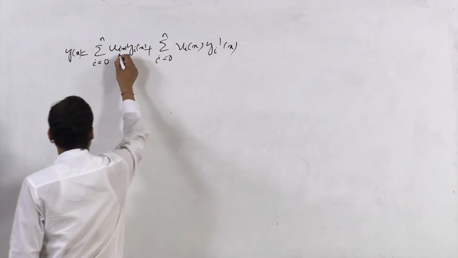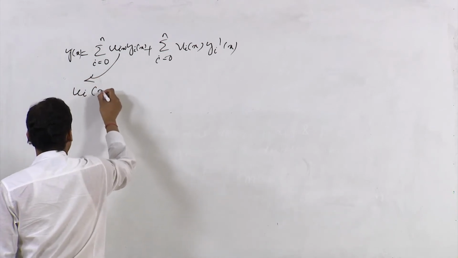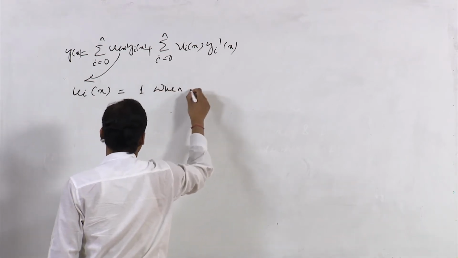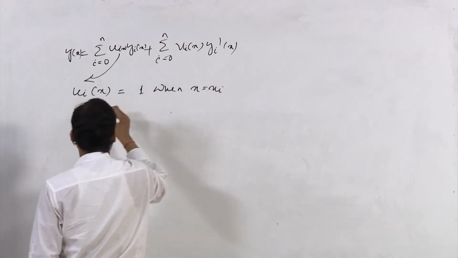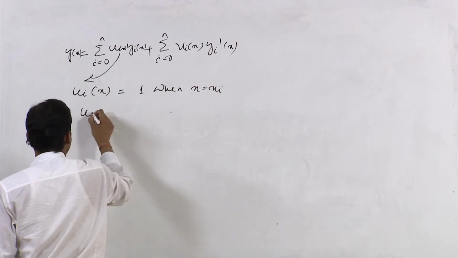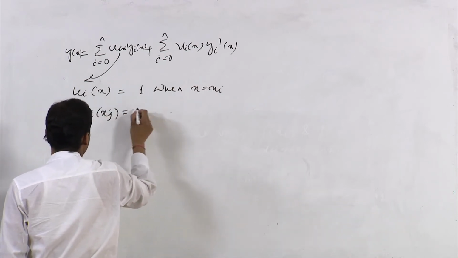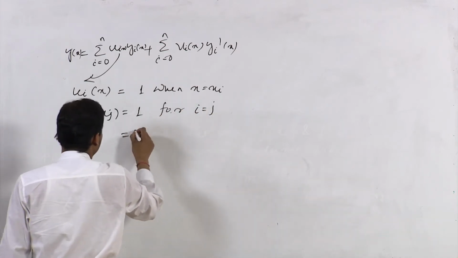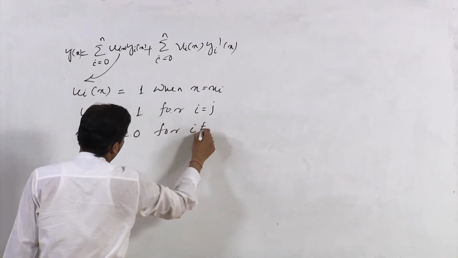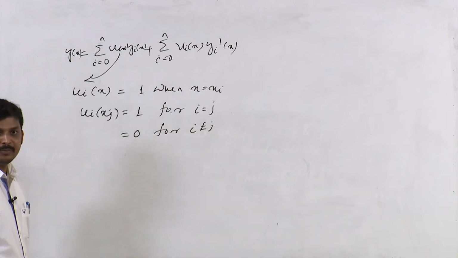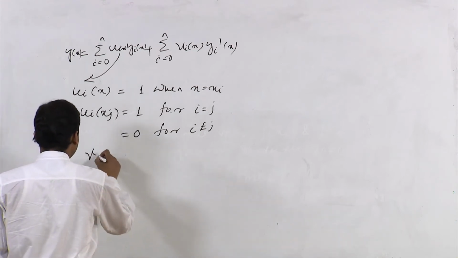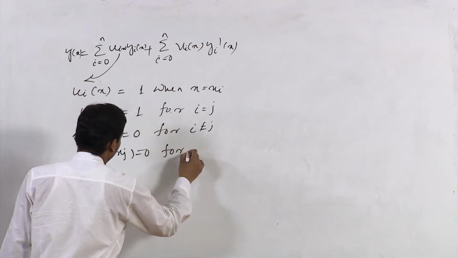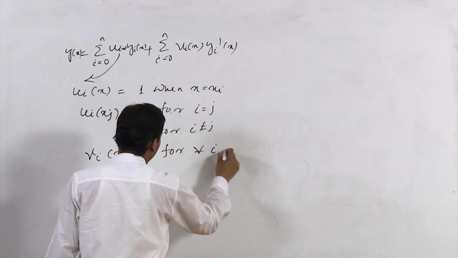So, we can define u_i(x) equals 1 when x equals x_i, or we can represent this as u_i(x_j) equals 1 for i equals j, and this equals 0 for i is not equal to j here. And similarly we can define v_i(x_j) equals 0 for all i and j here.